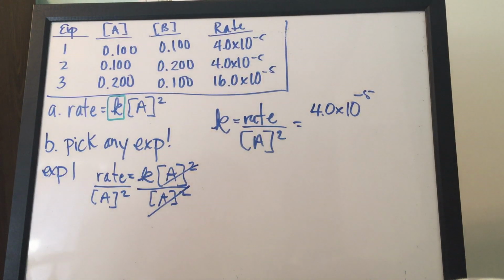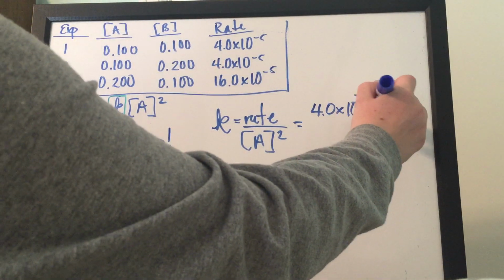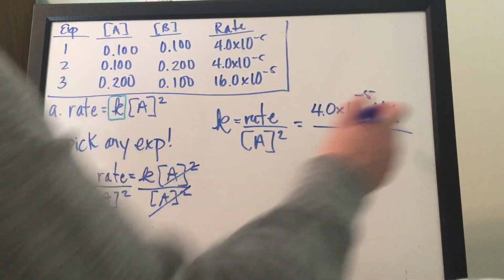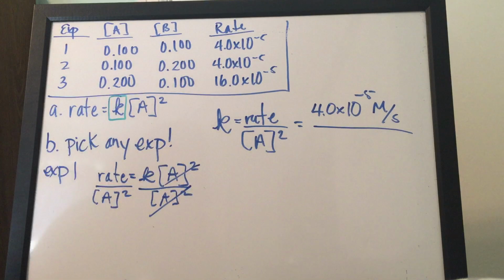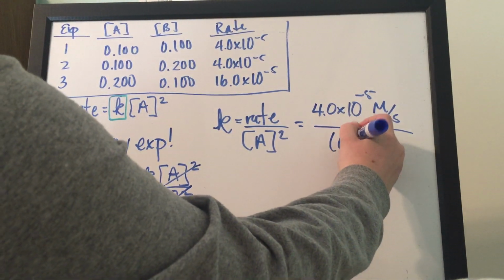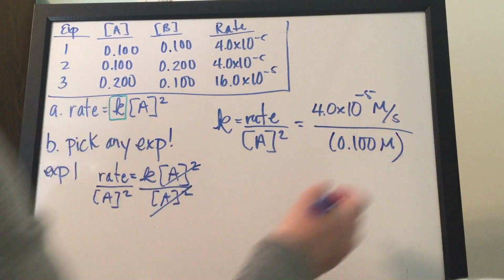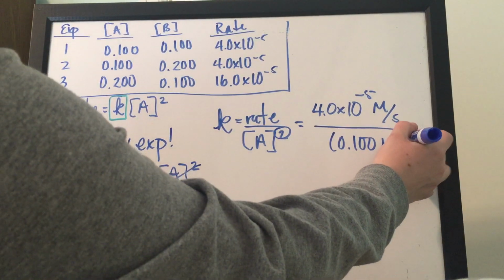Now this is where units come into play. I didn't put the units up here, but they're on your paper. Rate is measured in molarity per second, divided by the concentration of A. In experiment 1, it was 0.1 molarity. Be careful though, because it is squared.